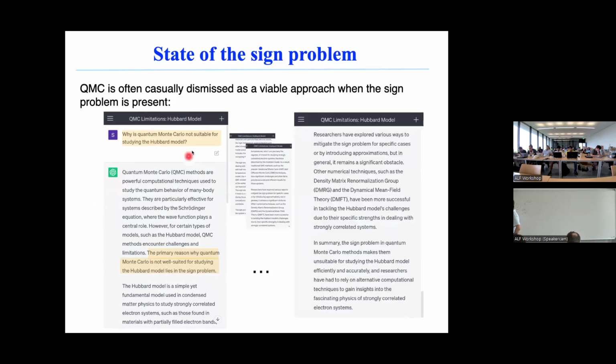Somewhat true, it went on, long things. And then it says other numerical techniques, dynamical mean field theory, DMRG, have been more successful in tackling the Hubbard model's challenges due to their specific strength in dealing with strongly correlated systems. In summary, the sign problem in quantum Monte Carlo methods makes them unsuitable for studying the Hubbard model efficiently and accurately. This is not true.